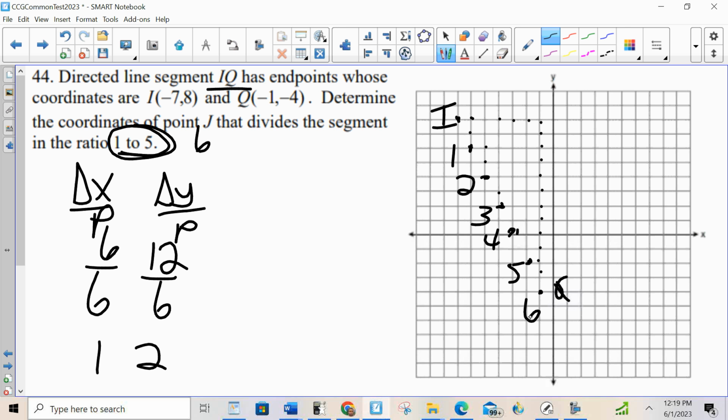So which one is the answer? Whichever one comes first in the ratio. 1 is written first in the ratio. 1 is the point you're looking for. The coordinates of that point look like negative 6, comma 6.